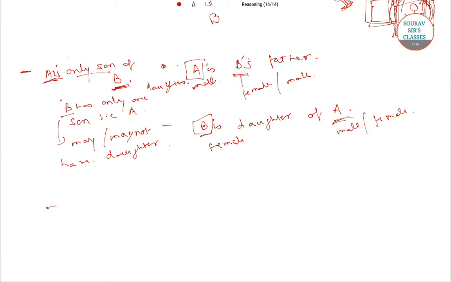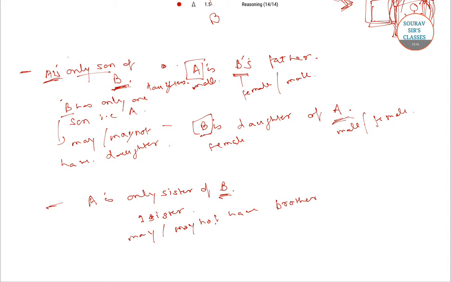Similarly, if it is said that A is only sister of B, that means B has only one sister, but B may or may not have brothers, and this also does not say the gender of B. Gender of B is also unknown.